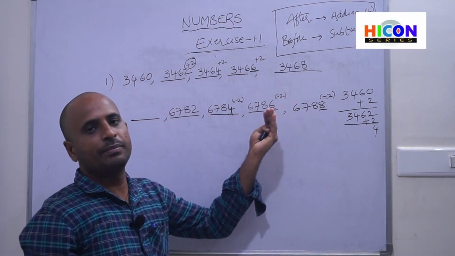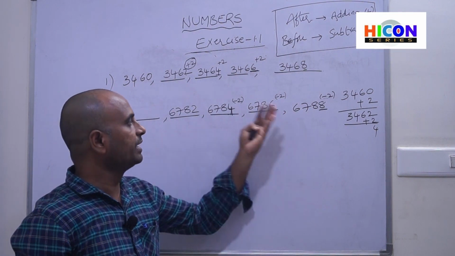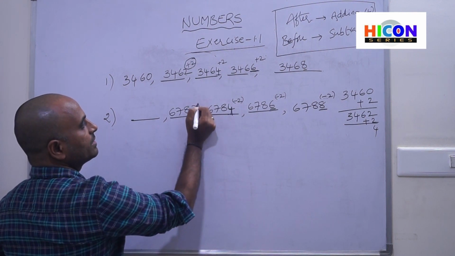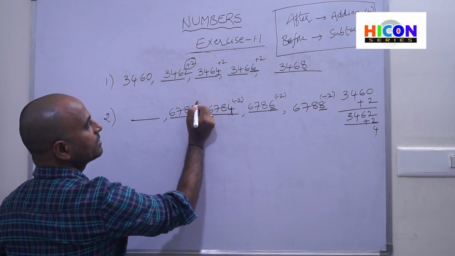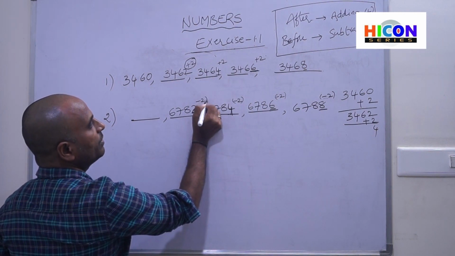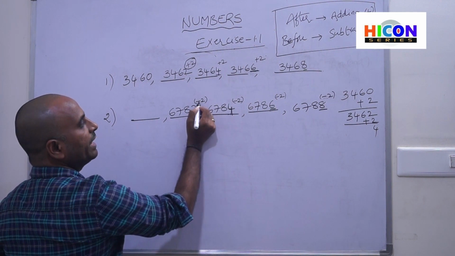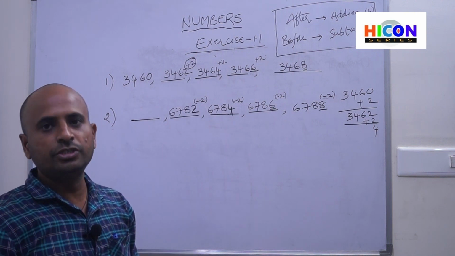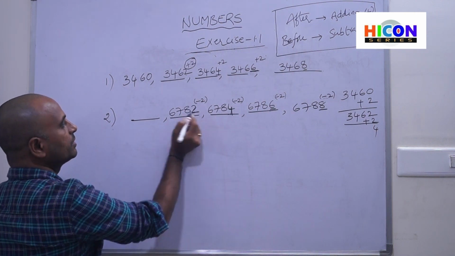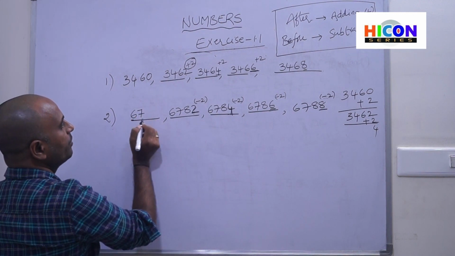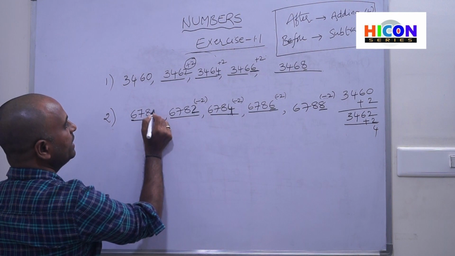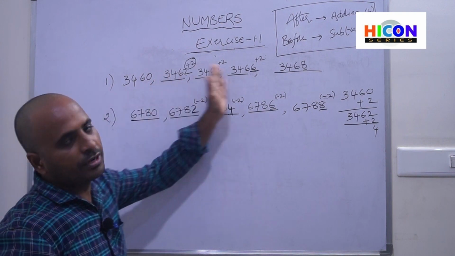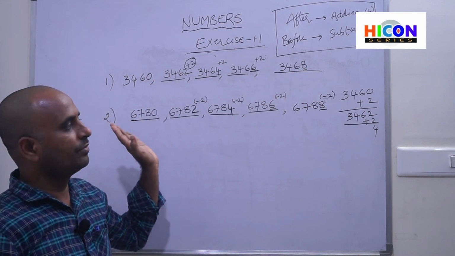For getting before numbers, we have to subtract from the given number. Again, subtract 2 from the ones place. Here 2 is present in the ones place, and 2 minus 2 gives 0. So the units place becomes 0, and the number is obtained as 6780. In this way, we can write after numbers and before numbers for the given numbers.